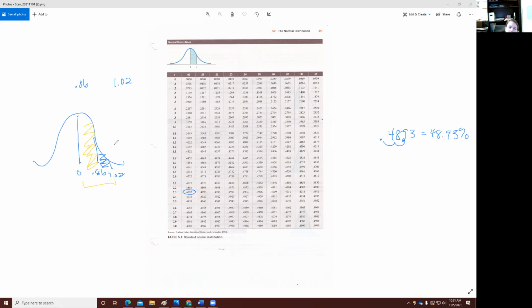And what I said on the PowerPoint is if they're going in the same direction, you subtract the two numbers. So I'm going to look up 0.8 and I go all the way down to 6. Okay, so that's 0.3051 and then 1.02. And that's 0.3461. And so what we do is we subtract these.